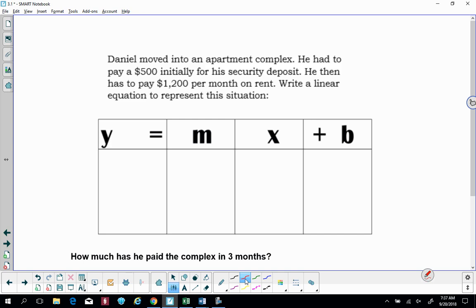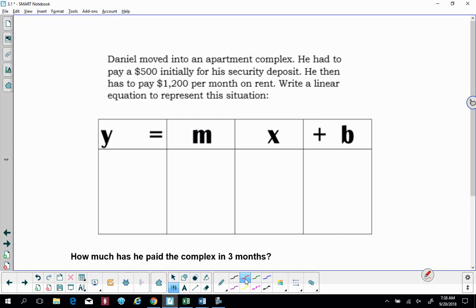So does he pay that every month or does he pay that one time? One time, right before you move in. Just like when I said Bailey and Larry ate my carpet, they're not going to have me pay that after. They're going to have me pay that before, just to make sure that that is covered. I talked about yesterday, my dogs ate my entire carpet. I just moved and I got none of my security deposit back because that was what that was for. And he then has to pay $1,200 per month on rent. Write a linear equation to represent this situation.